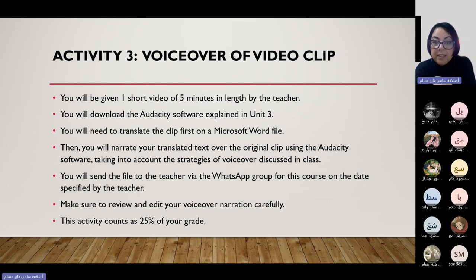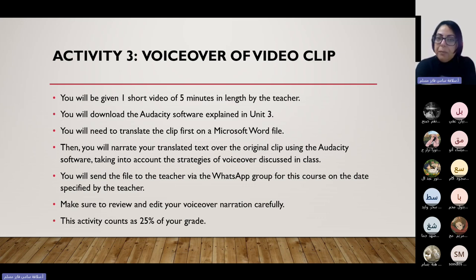It's called Audacity, okay? This software is explained in Unit 3 as the subtitling workshop is explained in Unit 2, okay? You have everything in Unit 2 and Unit 3 where you can download, how to download the software, where to download the software, how to work with the softwares, okay? I put everything there for you to get acquainted with these softwares and know how to use them.